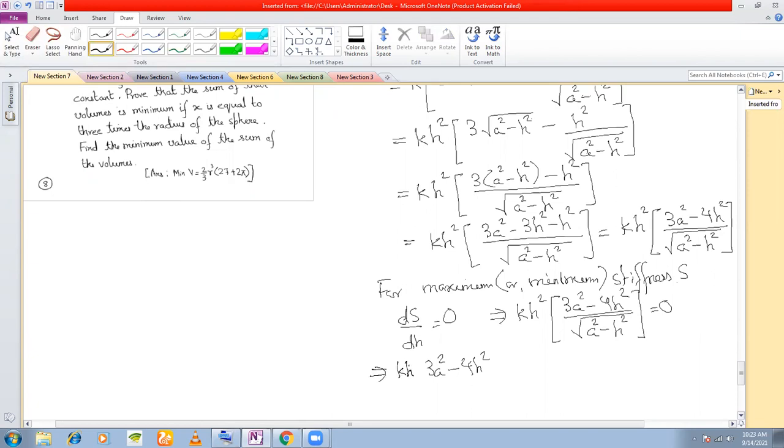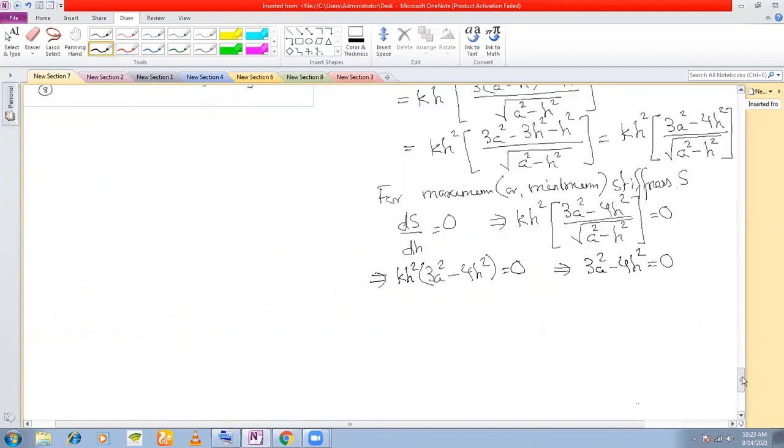Kh square into 3a square minus h square is equal to 0. That means 3a square minus 4h square must be equal to 0. That means you can find this out as 4h square is equal to 3a square, which means h square is equal to 3a square by 4. That means h is equal to, because it is positive, so we'll take the positive square root only, 3a square by 4. So you're getting h is equal to a root 3 by 2.